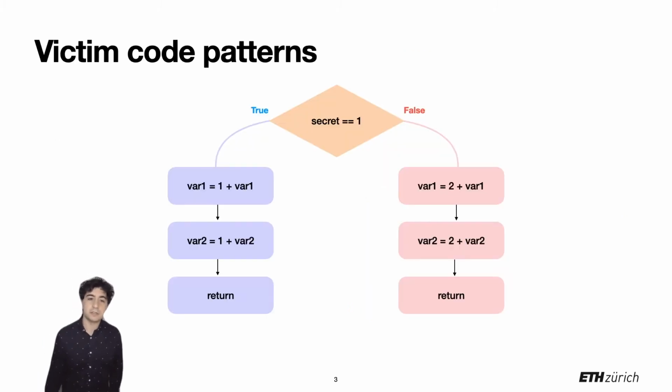And to explain this, I'm going to use the code shown on this slide as a victim code. In this code, we have a branching condition on a secret, and when the secret is 1, we execute on the left path shown in blue. And when the secret is 0, we execute on the false path shown in pink.